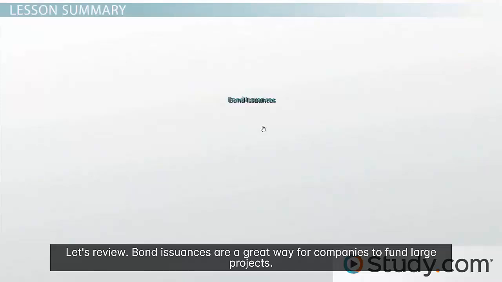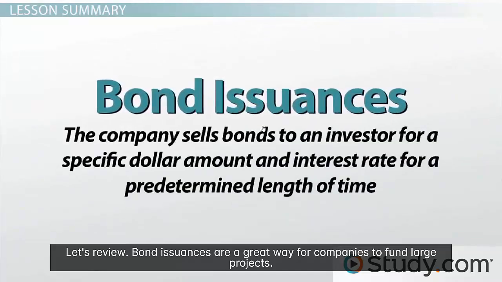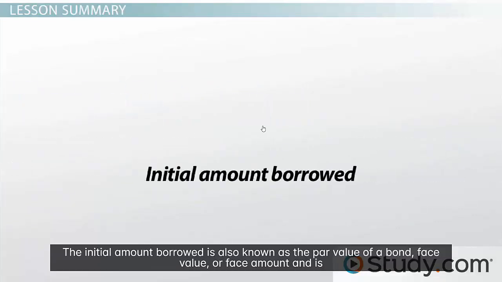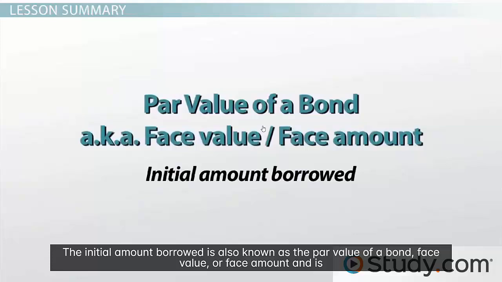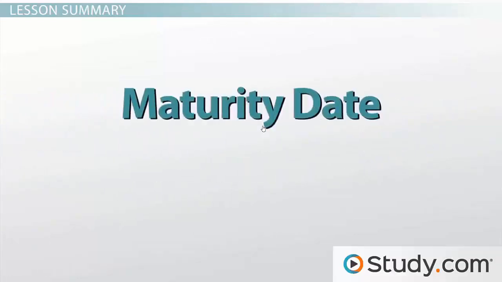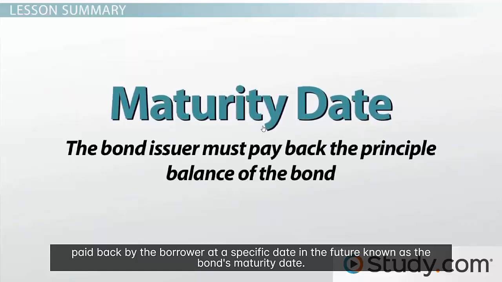Let's review. Bond issuances are a great way for companies to fund large projects. A bond is an IOU issued by a company and purchased by an investor for cash with interest. The initial amount borrowed is also known as the par value of a bond, face value, or face amount, and is paid back by the borrower at a specific date in the future, known as the bond's maturity date.